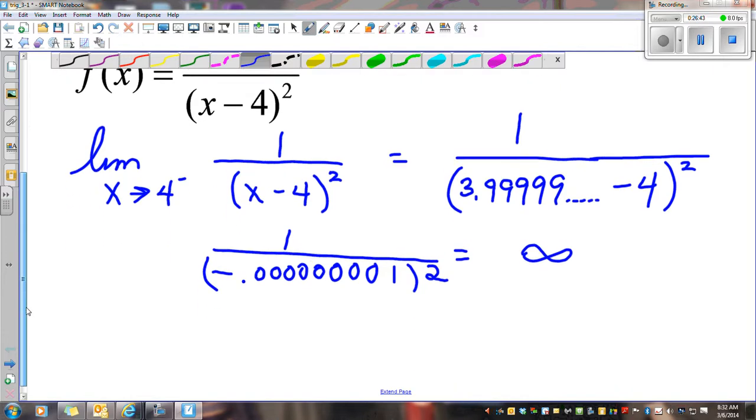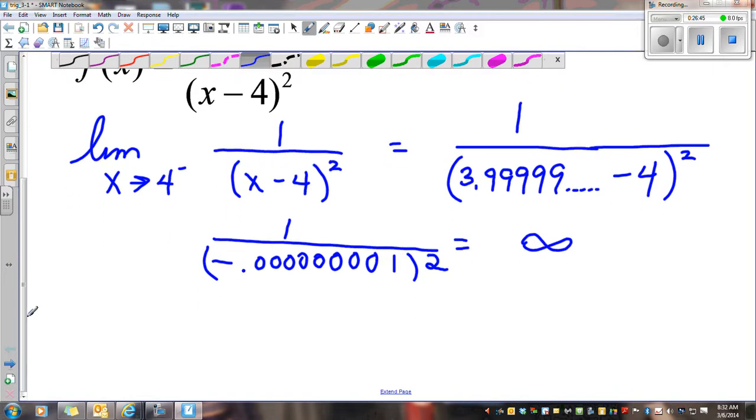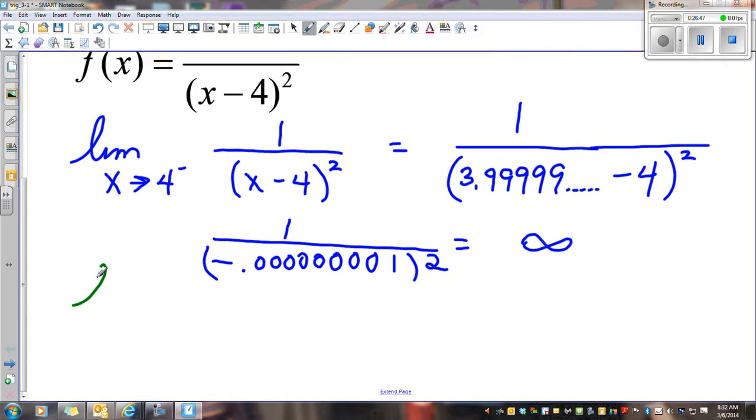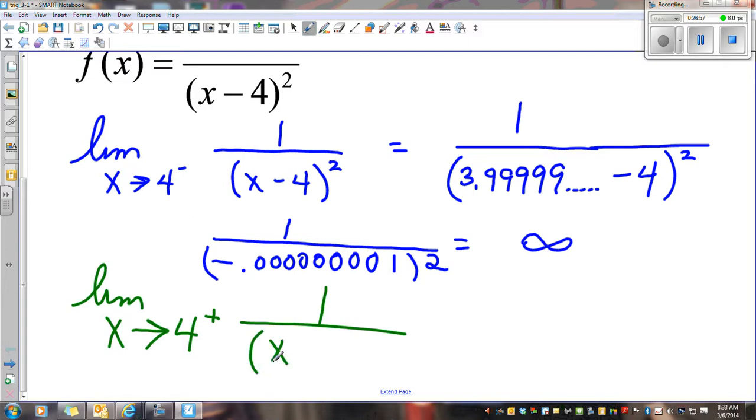All right, now, what's going to happen on the other side? We're approaching a really great big number. And that's what I wanted to find, the limit from the right and left. We just found the left. Now we're going to find the right.